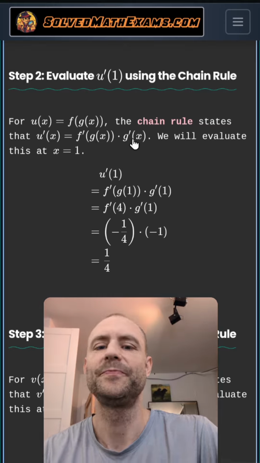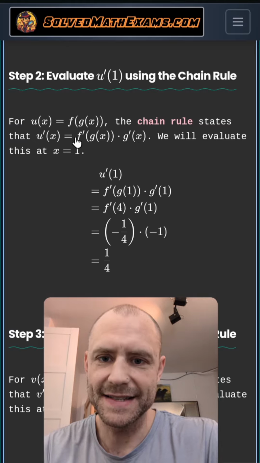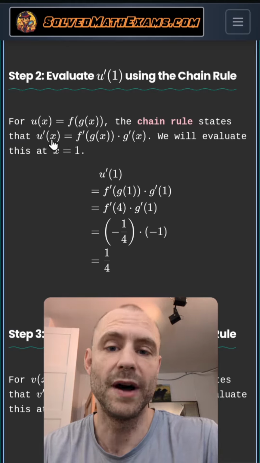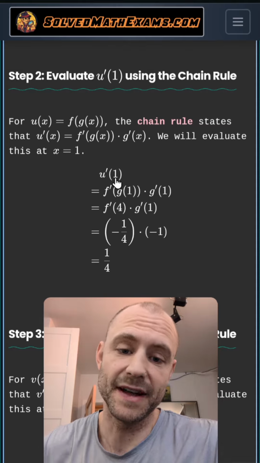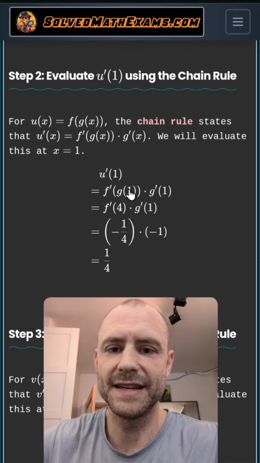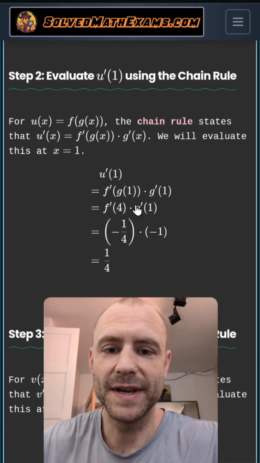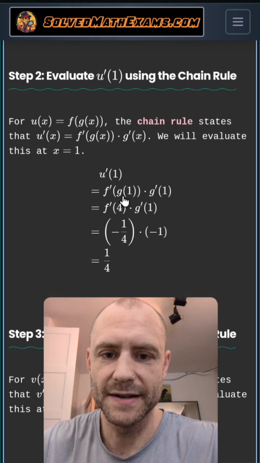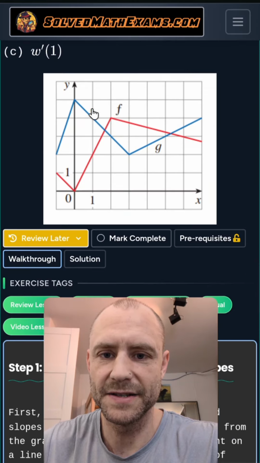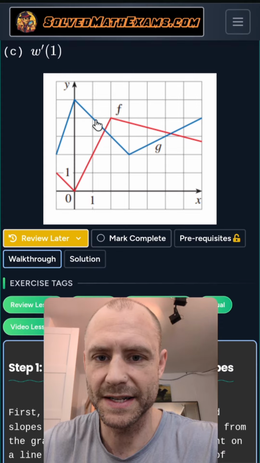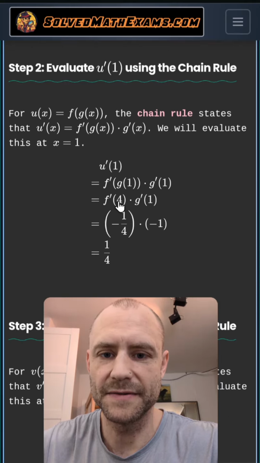This is chain rule. In this case, since we're looking at the derivative at 1, it's not just a general definition, we're looking at the derivative at a specific x value. Then wherever we see an x here, we can just put a 1. And now we can look at these values. So g of 1, we can find that on our graph. Here's the g function, and g of 1 looks like it's equal to 4. So g of 1 is 4, that's why we get this 4 in here.